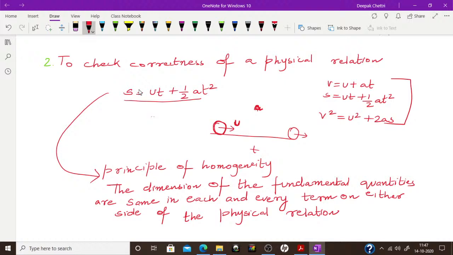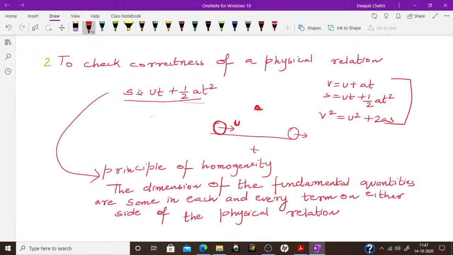So according to this principle, it says that the dimension of the fundamental quantities. What are fundamental quantities? Mass, length, time, temperature, electric current, luminosity, amount of substance, right? All those I have explained. So their dimensions will be same in each and every term on either side of the physical relation. So this is a physical relation or an equation, right? So look here, how many terms are there? 1, 2, 3. There are 3 terms.